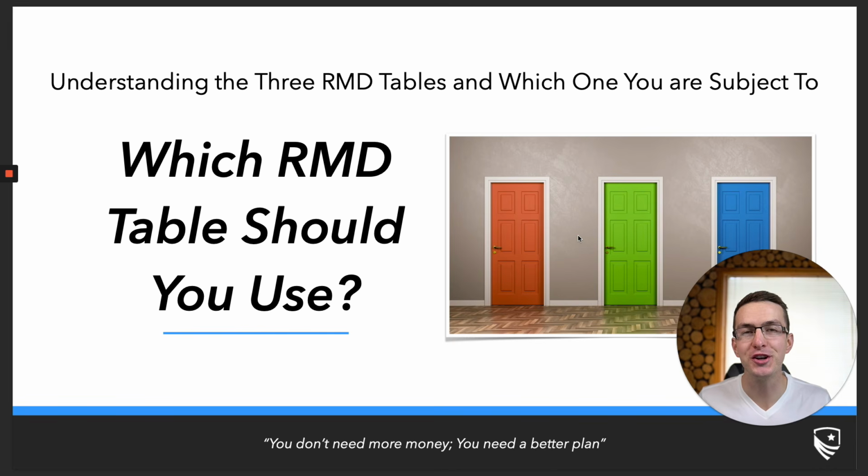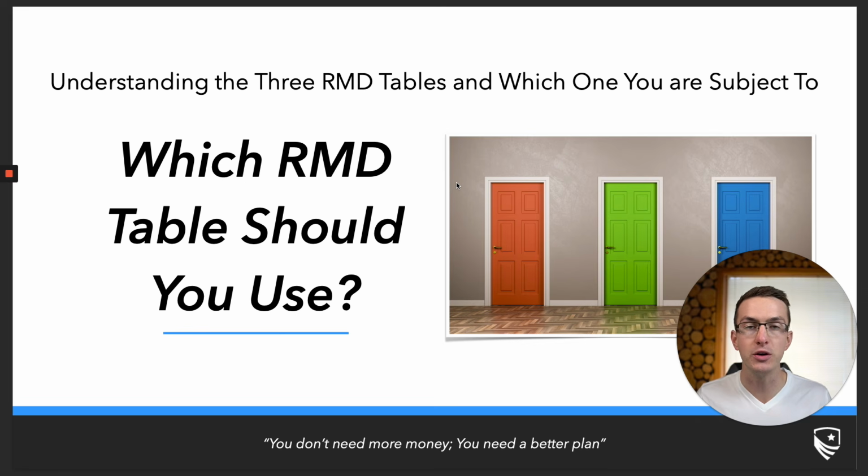Do you know which of the 3 required minimum distribution tables you will be subject to in any given year throughout your retirement? This is an extremely important topic for retirees to understand because there are very few penalties within the IRS code that hurt more than an RMD miscalculation penalty. For instance, you will have a 50% penalty in the amount that you potentially miscalculate.